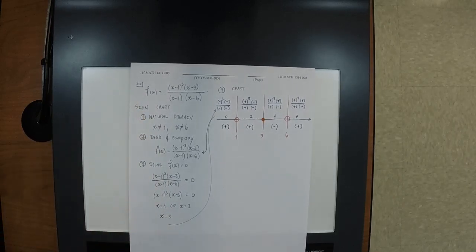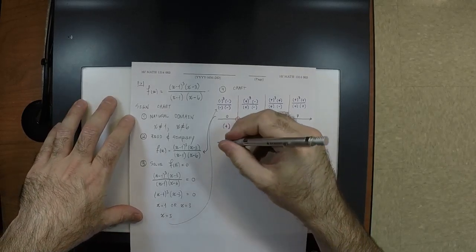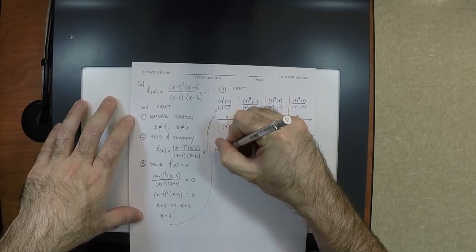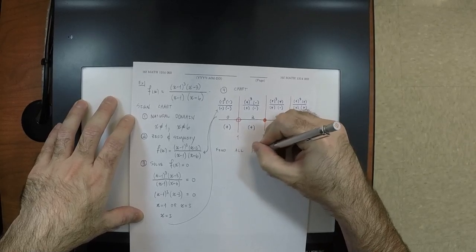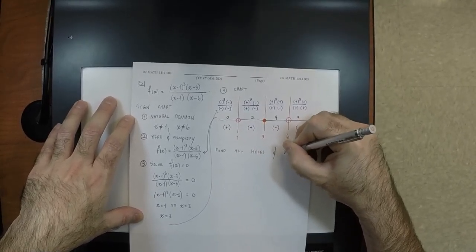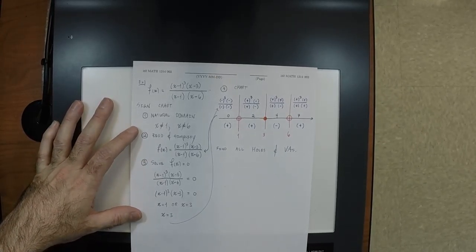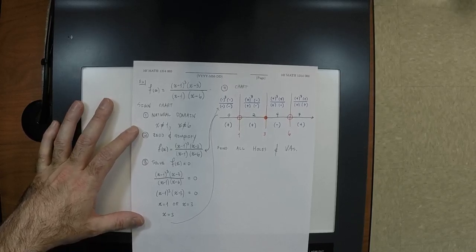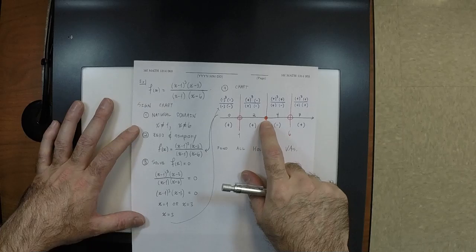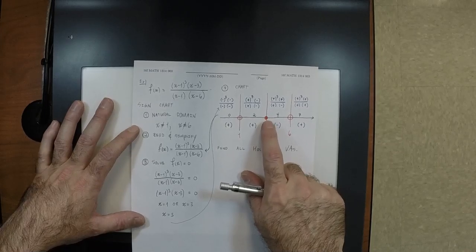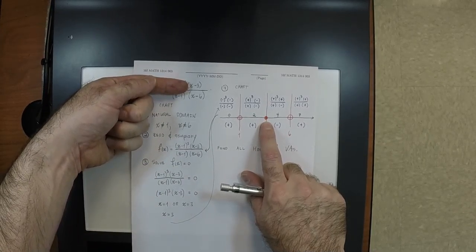Okay, now I have a different question for you. I want you to find all holes and vertical asymptotes. I disagree. So in the first place, at 3 it couldn't be a hole or a vertical asymptote because that's part of the domain, right? So 3's good. 3 in fact is a 0.